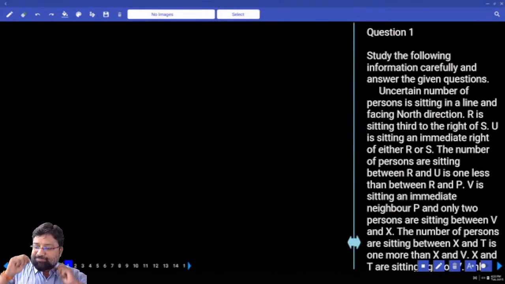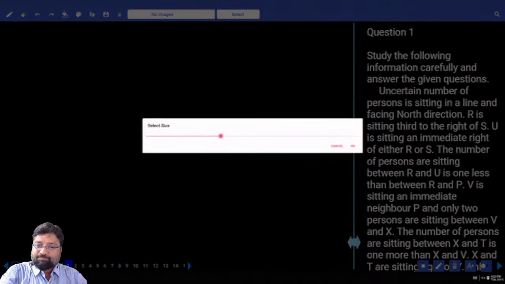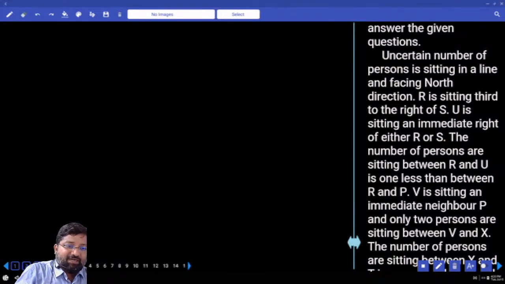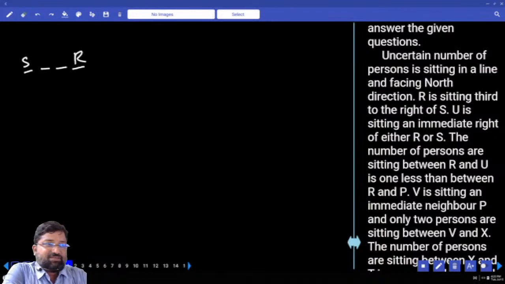Look at this question here. Uncertain number of persons are sitting in a line facing north direction. R is sitting third to the right of S. If this is S, 1, 2, 3, this is R. Next, U is sitting to the immediate right of either R or S.